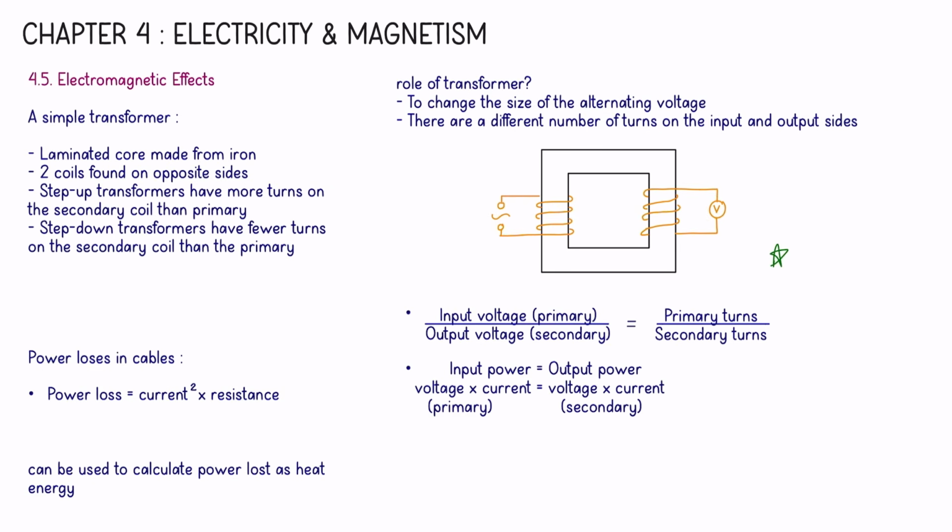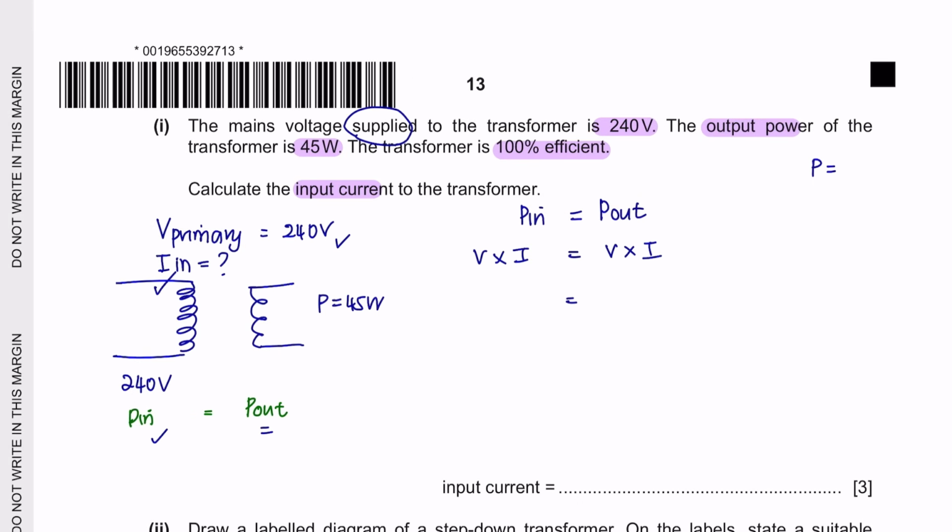The formula related to this would be input power equal to output power, whereby the voltage and current of the primary coil is equal to the voltage and current of the secondary coil. We already know that the power out is 45 watts. The voltage in the primary coil is 240 and we're looking to find the current. So the current that we will obtain is 0.19 amperes.